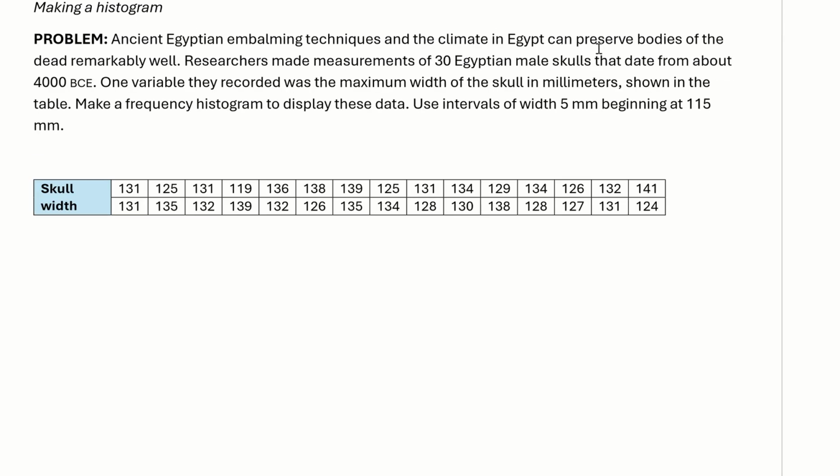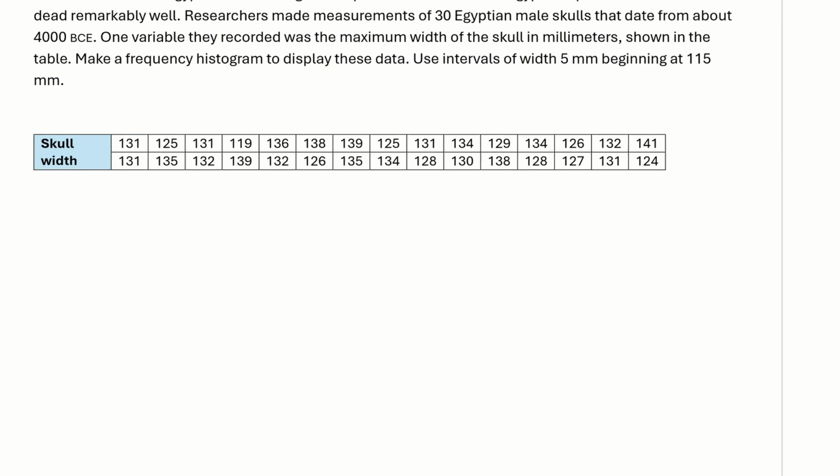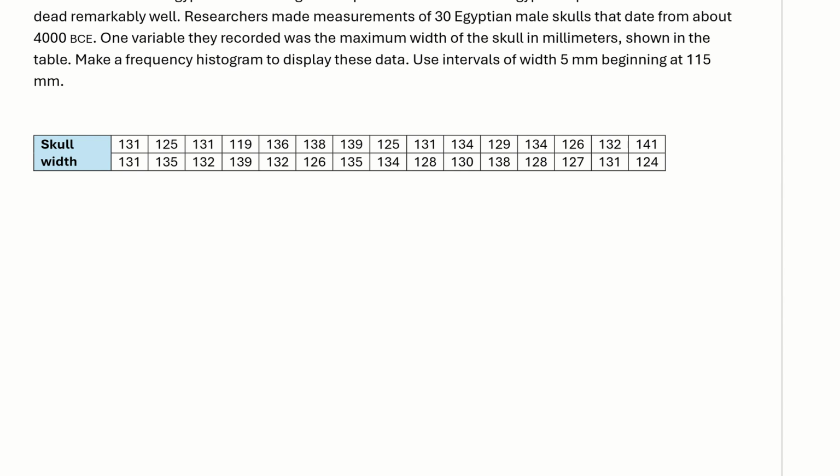So on the test, if they don't give you the interval or the size or anything like that, then you have to actually calculate it using the class width formula, right? The maximum minus minimum. But here they give it to you, so you don't have to do anything. Here they say use intervals of width 5, so that means your class width is 5. And they're saying beginning at 115. So you're going to do your classes, and your frequency. Your classes are your intervals. It says beginning at 115.